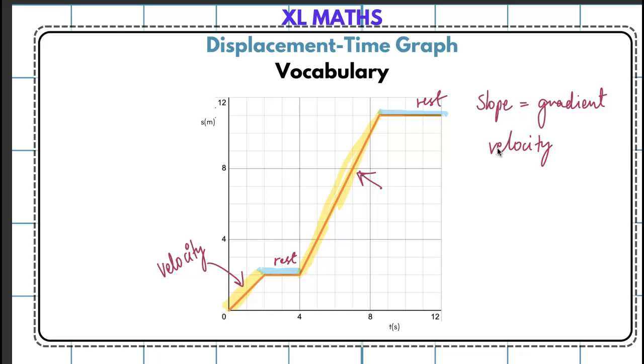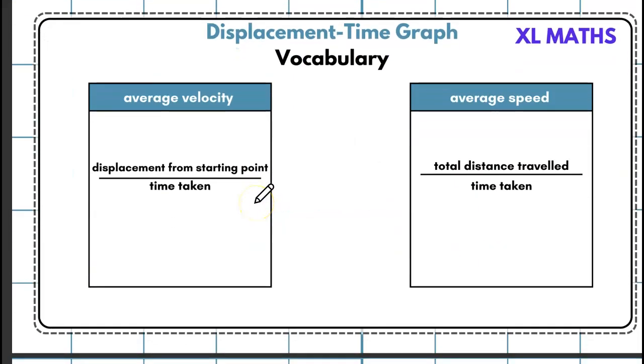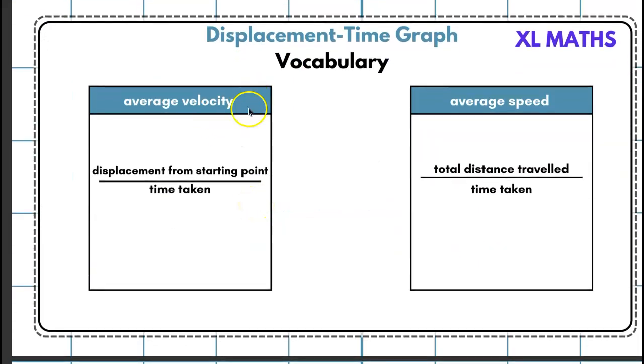Okay, so next we are going to be talking about average velocity and average speed. We know velocity is a vector quantity, and speed is a scalar quantity. A vector quantity is the one that has magnitude and direction both. Scalar is the one that only contains magnitude, no direction is specified. So when we have to find the average velocity, we take the displacement from the starting point divided by the time taken. And if you have to find the average speed, you take the total distance traveled divided by the time taken.